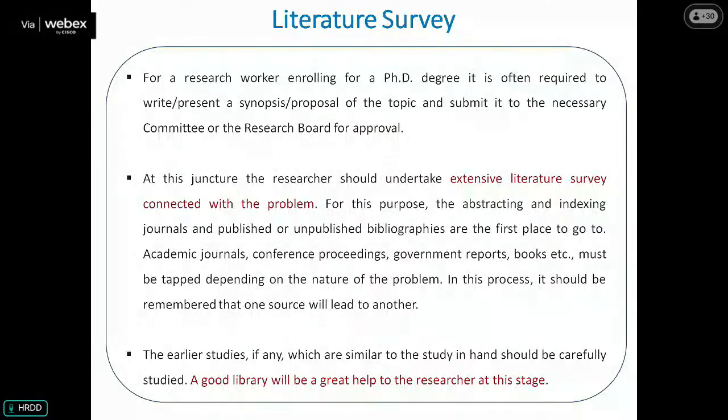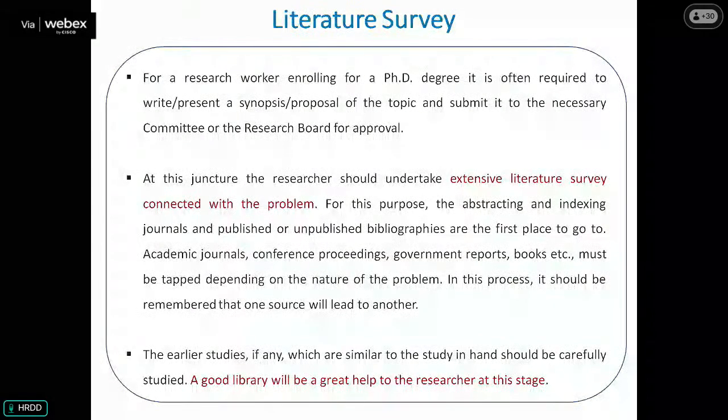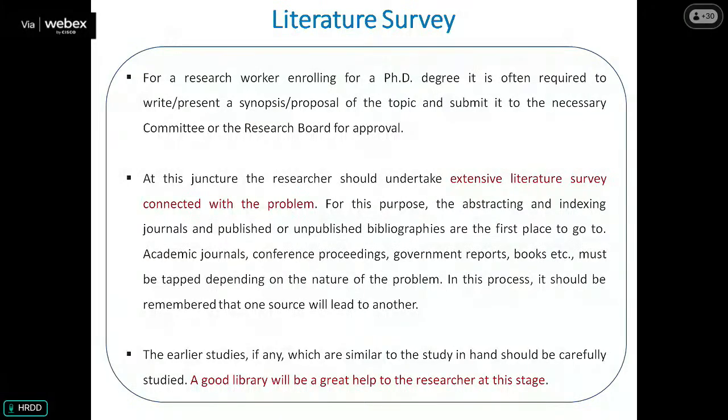So at this juncture, when you go and present, the researcher should undertake an extensive literature survey connected with the problem, because you have to convince the committee. The committee comprises various experts in the field, very senior people of Homi Bhabha National Institute. So there is a board of science, I think life science, physical science, chemical science, all have some board. So you have to go and present. I don't know for you whether it will be there or not because the topic is already coming.